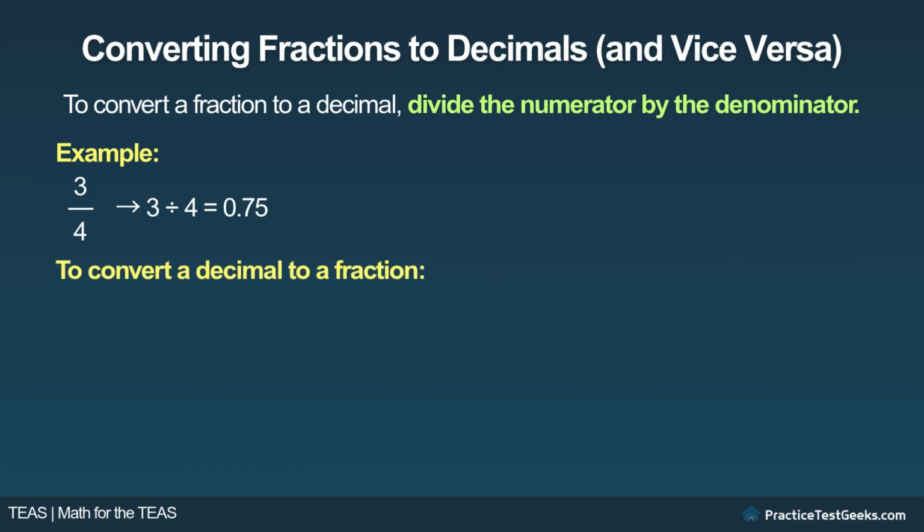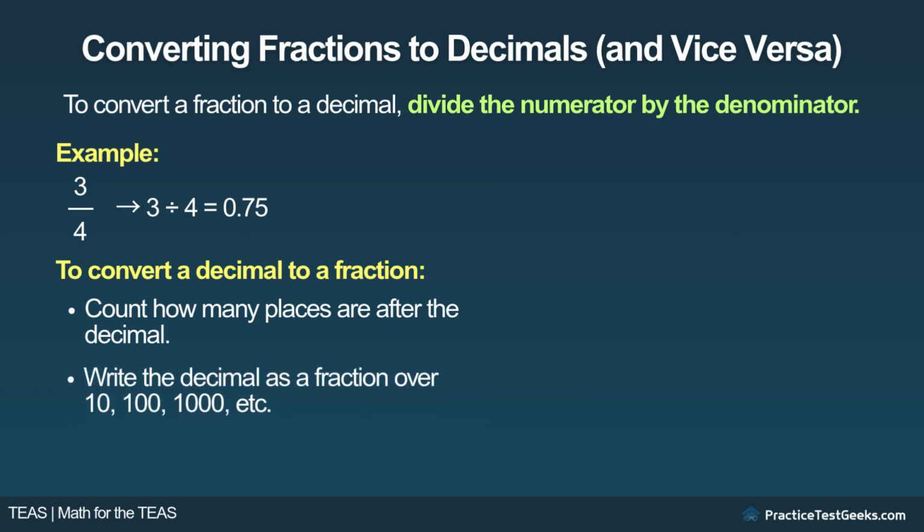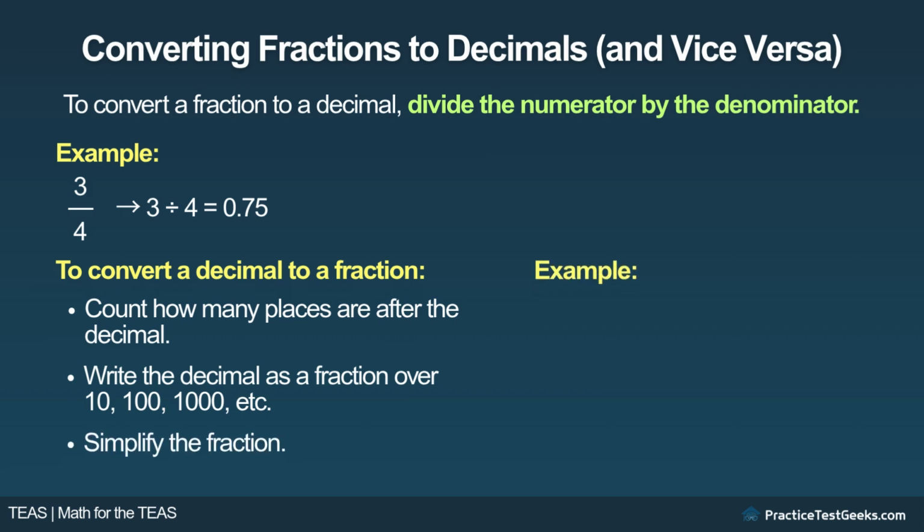Now, to convert a decimal into a fraction, here's the process. Count how many digits come after the decimal point, then write the number as a fraction over 10, 100, or 1,000, depending on the decimal places. Finally, simplify. Example, 0.25 has 2 decimal places, so write it as 25 over 100. Simplify that, and you get 1/4.